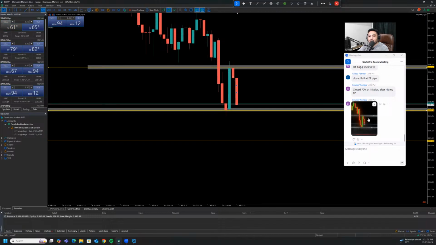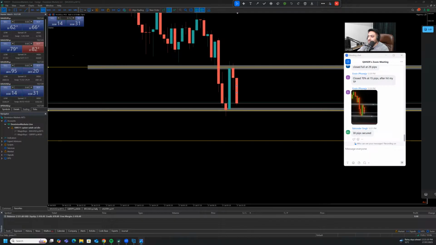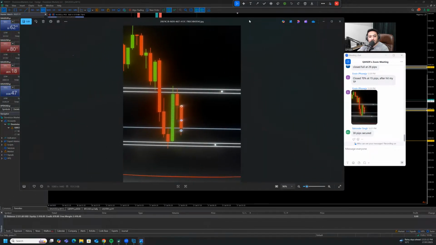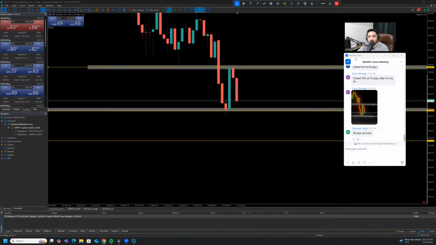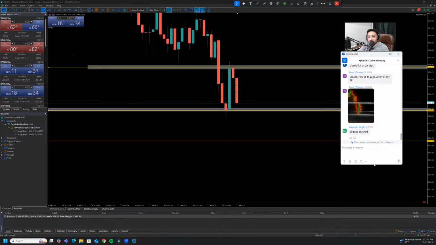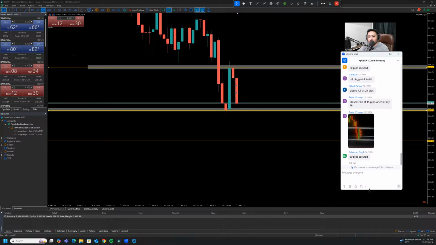Okay, close 70% at 15 pips after hitting my TP. Very nice. Look at the chart. Wow, really nicely done. Very, very beautiful. Very, very nice. Fill the range, close 29 pips. Beautiful trade. So if we just wait, we will get paid. 30 pips secured by Balvinder Singh.